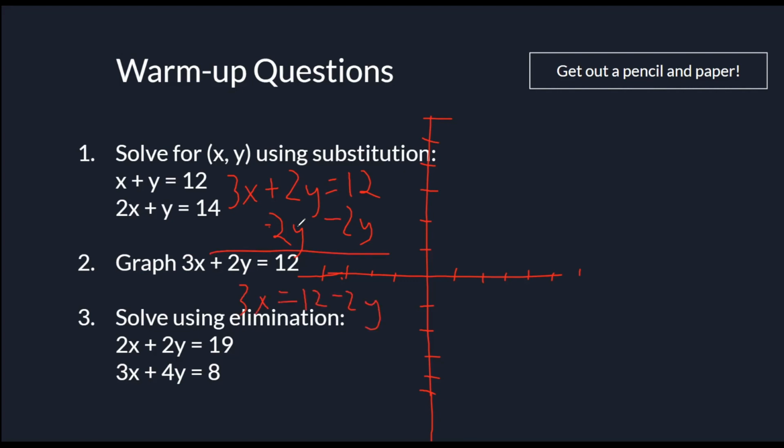And then you subtract 12 from both sides. Okay. 3x minus 12 equals negative 2y. And then it becomes negative 2y equals 3x minus 12, and when you divide both sides by 2, you get negative y equals 3 over 2x minus 6. And then what do you do from here?